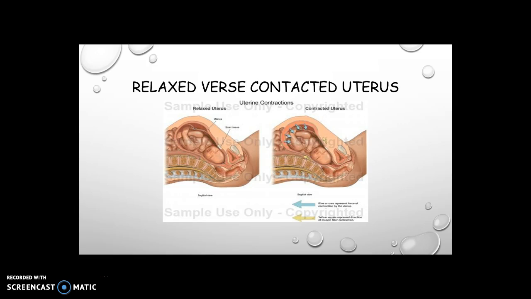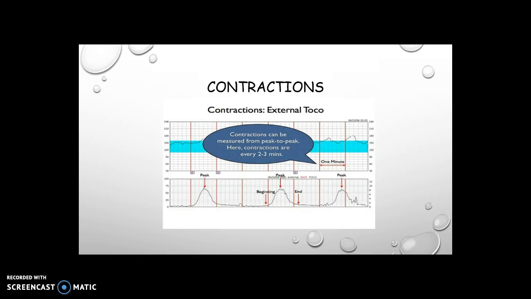Here's just a look. Remember, we talked about mild, moderate, and the maximum, so we have mild, and then here is a very contracted uterus. Here's another look at a contraction. We can also measure them from peak to peak, but important for you to know is the timing that we talked about.